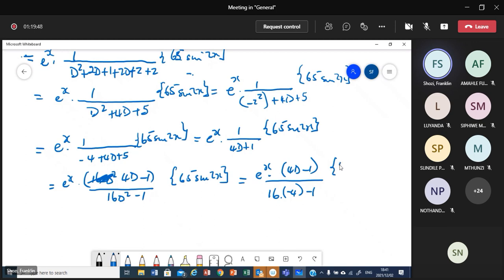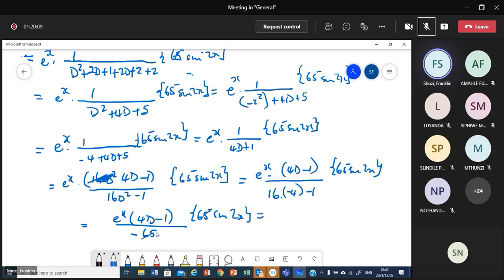So that will be what? 65 what? Sine 2x. That gives us e to the power x, 4D minus 1 all over. This is minus 64 minus 1, that is minus 65. And there is 65 up there on sine 2x. 65 and 65 will cancel. Now minus e to the power x on 4D.